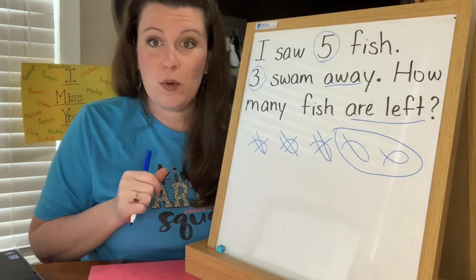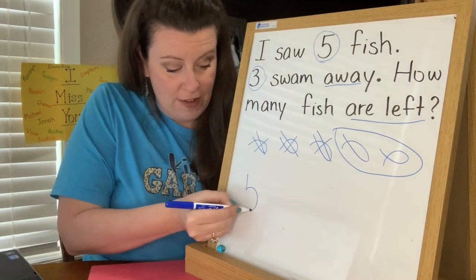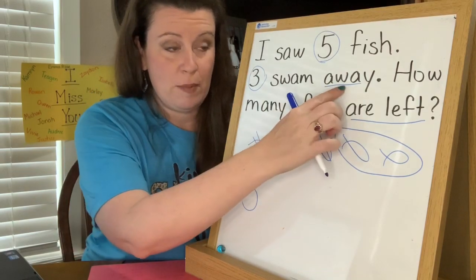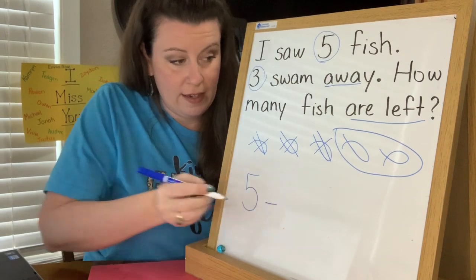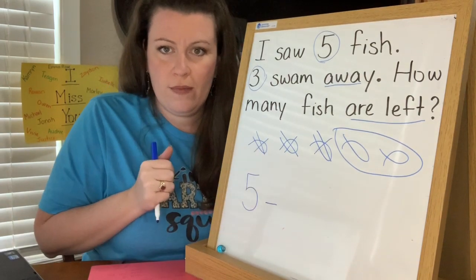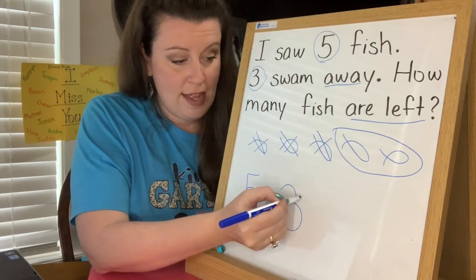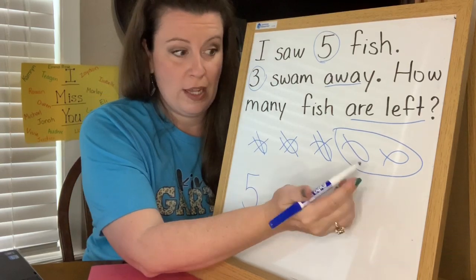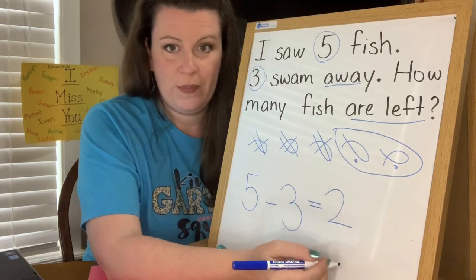Now let's write the number sentence that goes with that. My first thing is I have 5 fish. And we've already decided that because they swam away, and we see how many are left, we are subtracting. How many of them swam away? 3. So we're doing 5 minus 3 equals, how many are left? 1, 2. Equals 2.